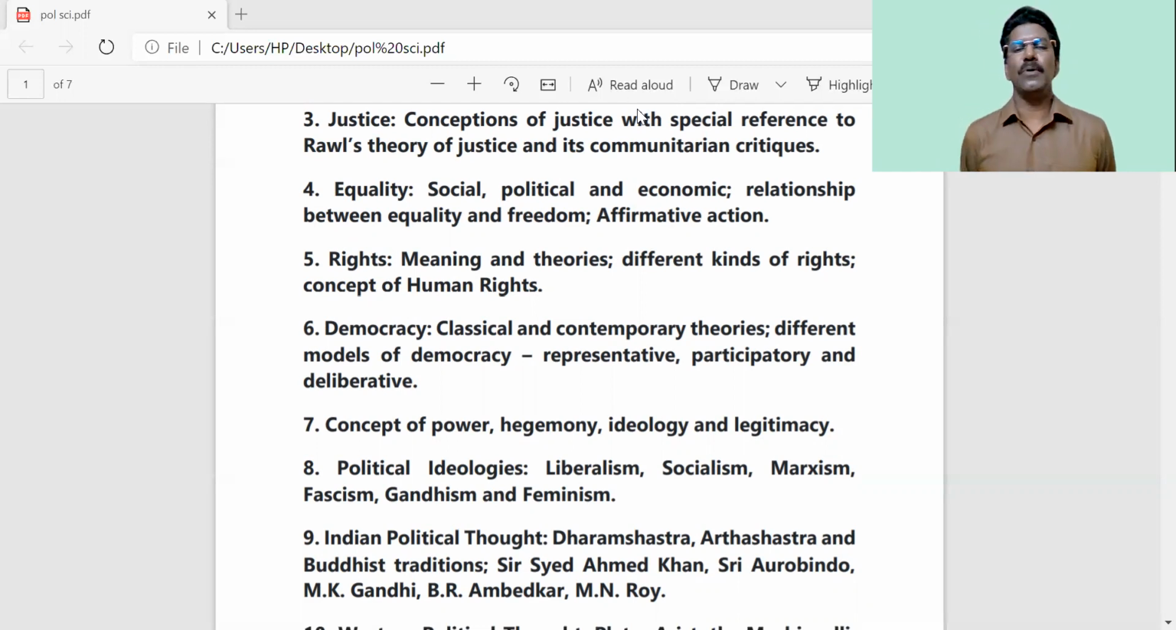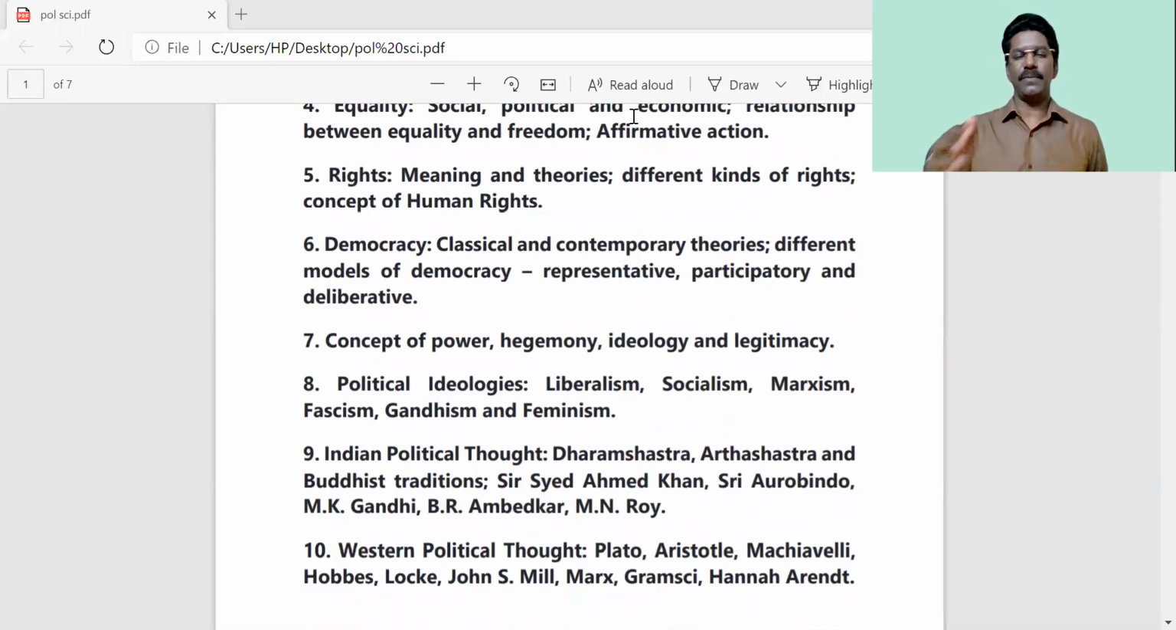But the basic pillar of political science is based on the 8th, 9th and 10th chapters, which are simply called political ideology, starting from liberalism to feminism. It also covers Indian political thought, from the Arthashastra or Dharmashastra till M.N. Roy, and various Western political thinkers, from Plato to Hannah Arendt. This is the way things happen inside the political science optional in Section A.